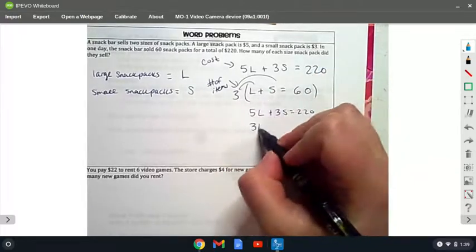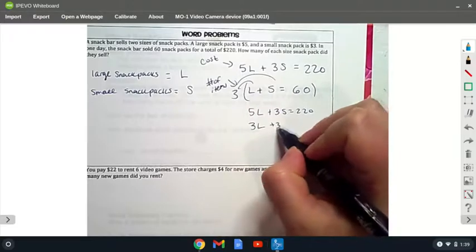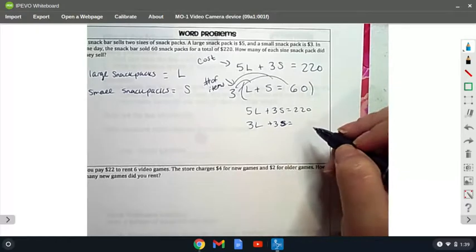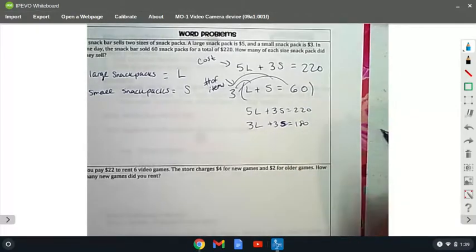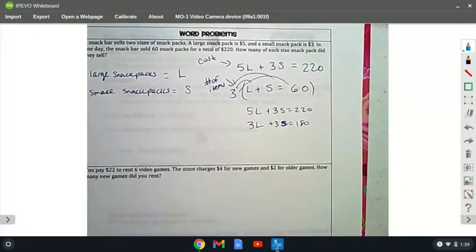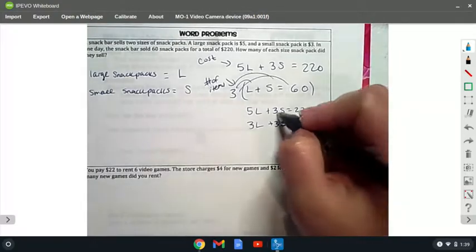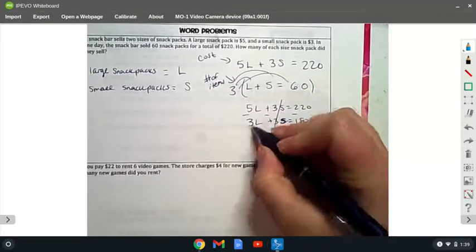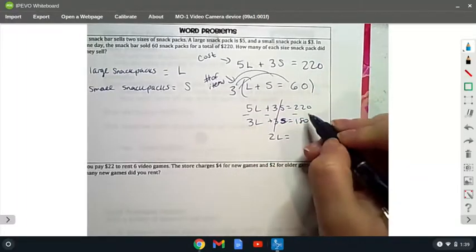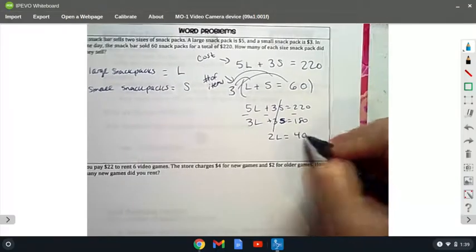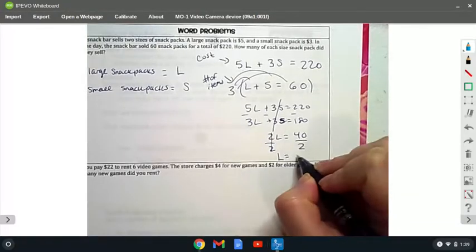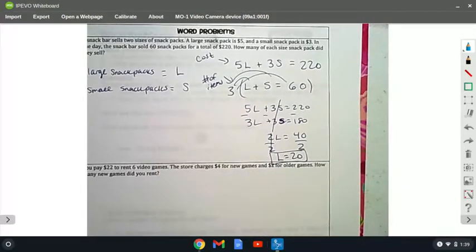So 3 times L is 3L, 3 times S is 3S, and 3 times 60 is going to give me 180. Now they're the same sign, 3 and 3, so I'm going to subtract down. So those will cancel. 5 minus 3 gives me 2L. 220 minus 180 is going to give me 40. I'll divide by 2 on both sides to solve for L, and I will get 20. 40 divided by 2 is 20.